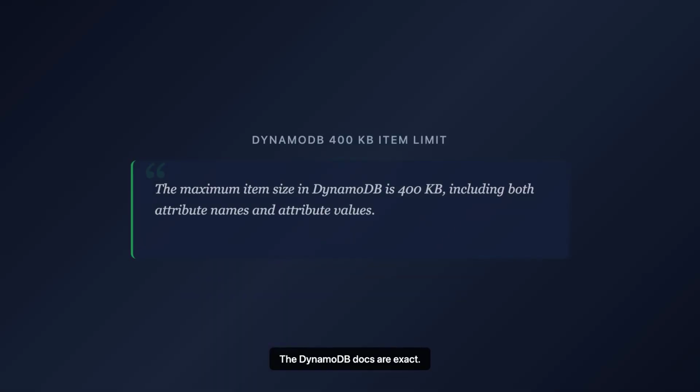The DynamoDB docs are exact. The maximum item size is 400 kilobytes, and that includes both the attribute names and the values. When a payload won't fit, the pattern is to store the big object in S3 and keep just the S3 key in DynamoDB. 400 kilobytes is a number the exam quotes directly.